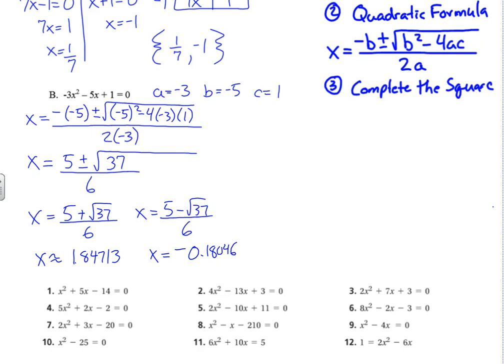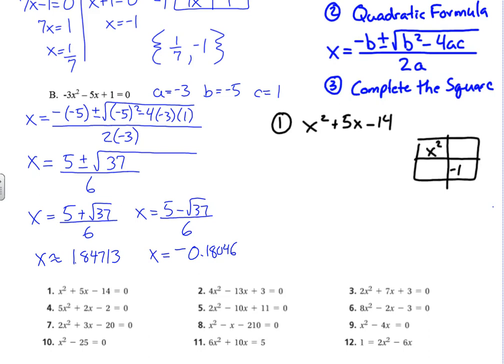I'm going to do one more. Your assignment is going to be to do these ones, 1 through 12, on a separate sheet of paper. Let me just go ahead and do number 1 with you right now. Number 1 is x squared plus 5x minus 14. I'm going to see if we can factor this. So 1x squared and -14.